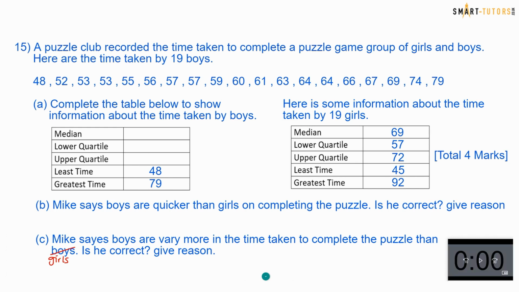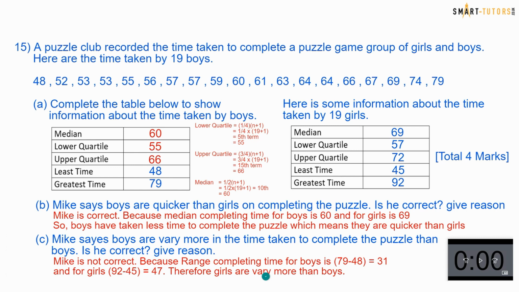That is the end of the time allocation for question number 15. Let's look at the answers and the workout. Right, let's look at the first part, lower quartile. For the lower quartile, you need to understand the formula: a quarter of n plus 1. n is the number of items, 19. So 19 plus 1 is 20. A quarter of 20 is 5. So the fifth term is 1, 2, 3, 4, fifth term is 55. So that is the lower quartile.